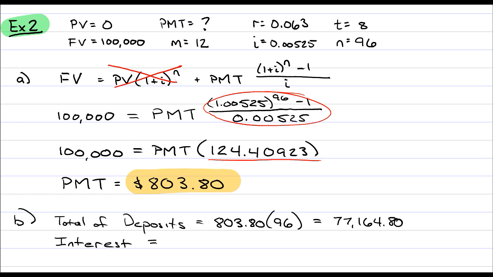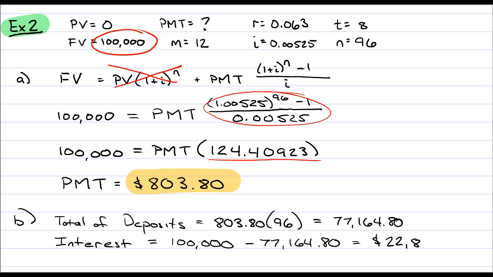Well, how much do they have? At the end of the 8 years, they have $100,000, the future value. So I take $100,000 and I subtract off $77,164.80, and that tells me the amount of interest the company collected over 8 years is going to be $22,835.20.